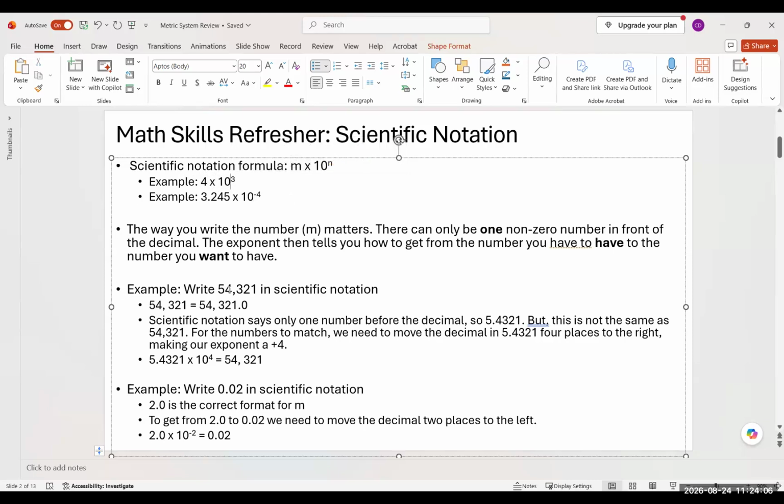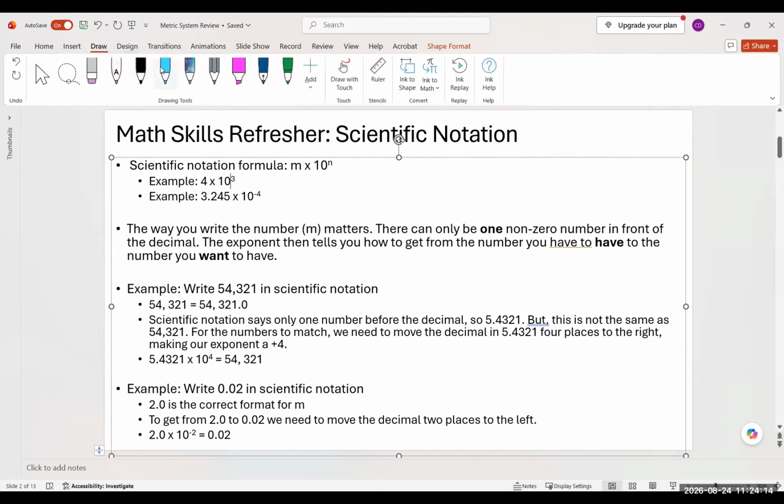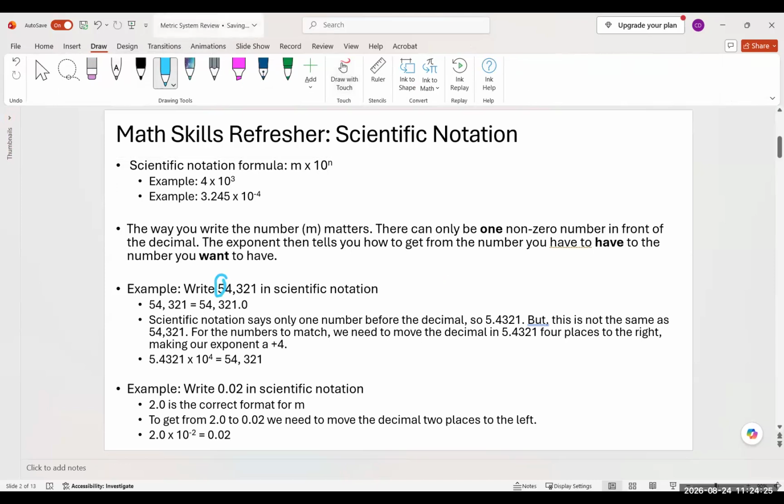So let's just skip down here to the example. We want to write 54,321 in scientific notation. So what we're going to have to do is find the first non-zero number. And that is going to be the 5. So we can only have one non-zero number and then the decimal. So 5 comes first. So we're going to write a point and then everything else. 4, 3, 2, 1. Okay? Because remember, you can only have one number in front of that decimal and it cannot be a 0. So we've written all the digits out.